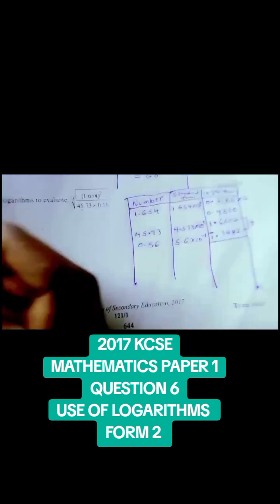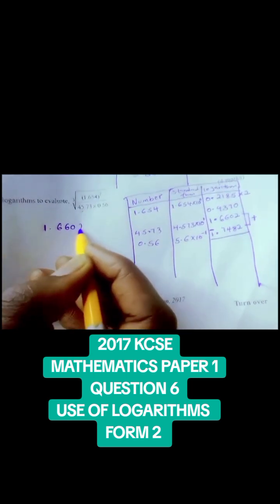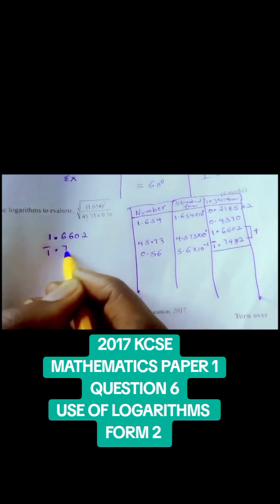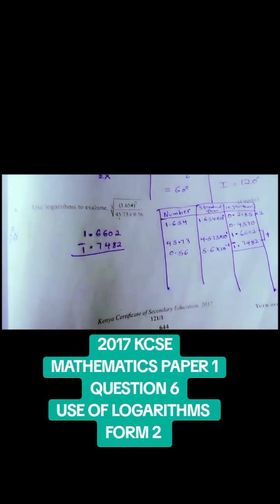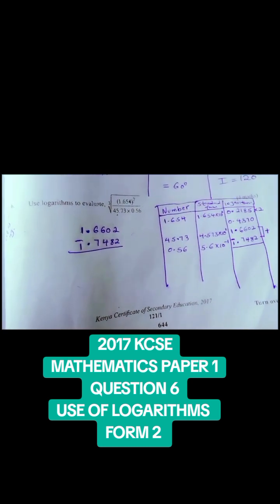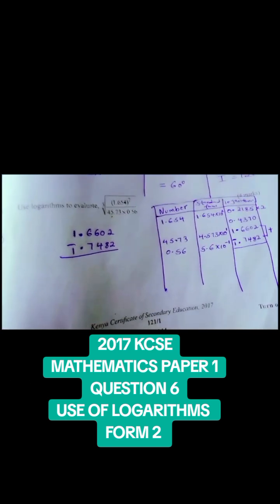1.6602, we add bar 1. You're going to see why I'm saying don't use the calculator. Try to use the calculator first and write your answer. The calculator will be 1.6602 plus bar 1, which is negative 1.7482. That is, using the calculator, you are getting negative 0.0880.